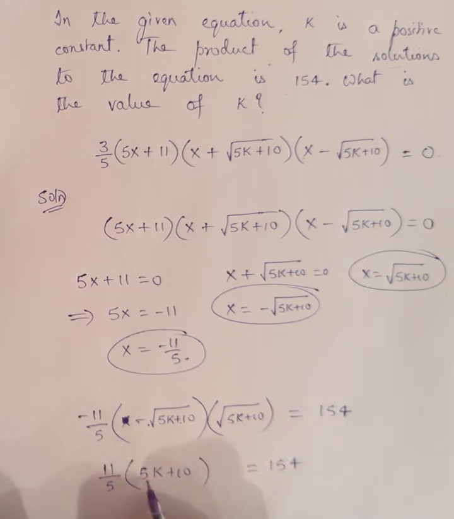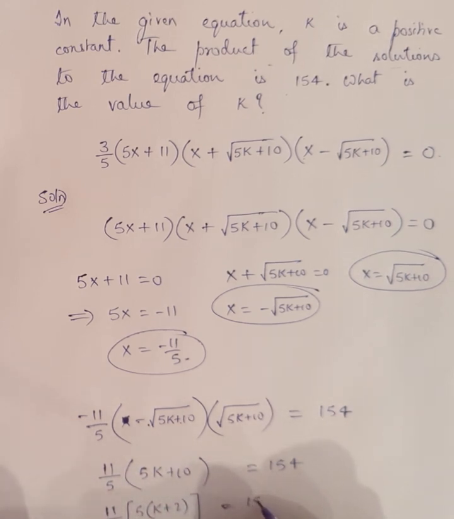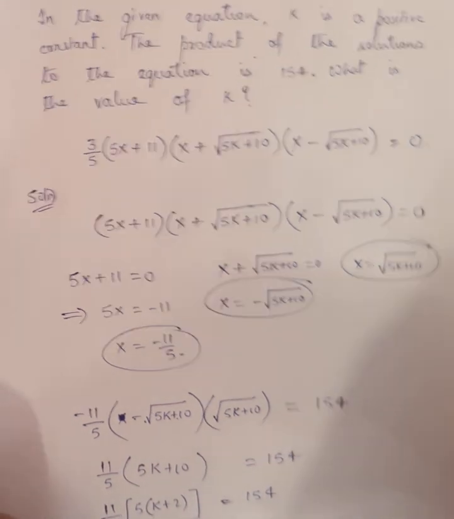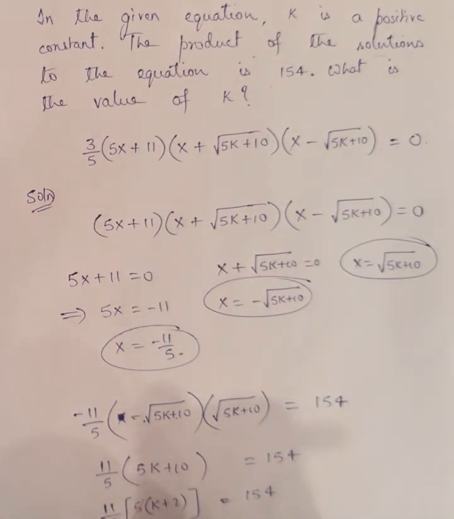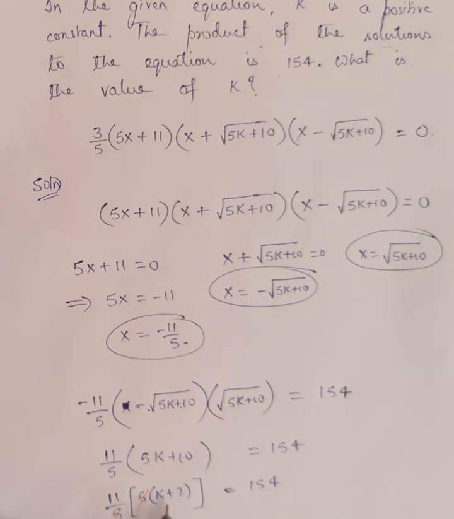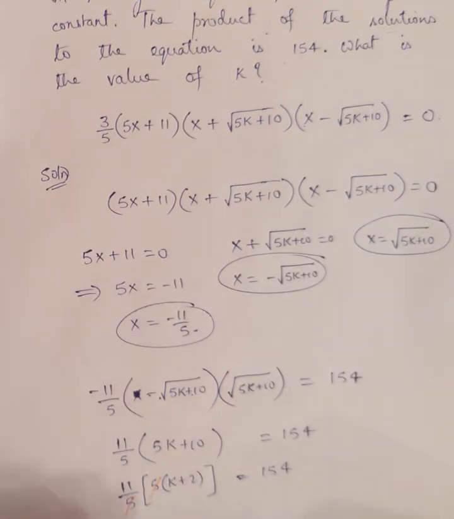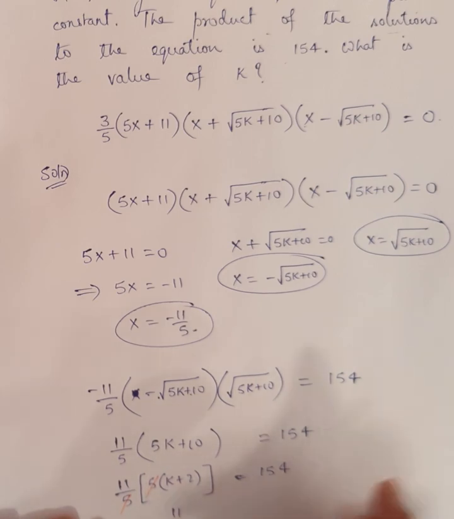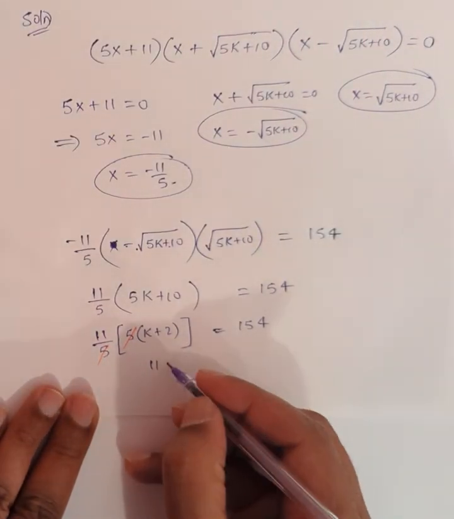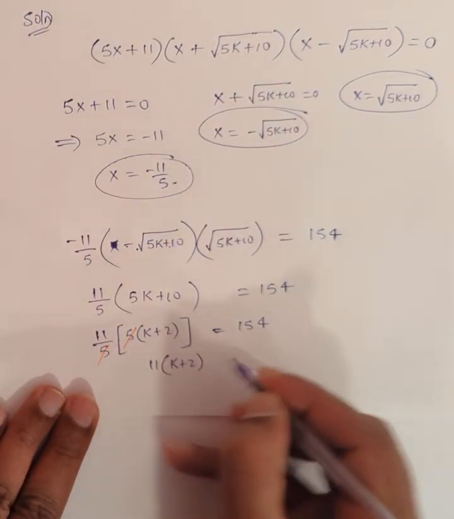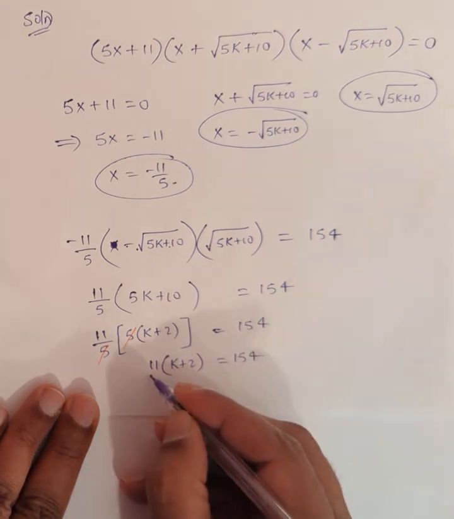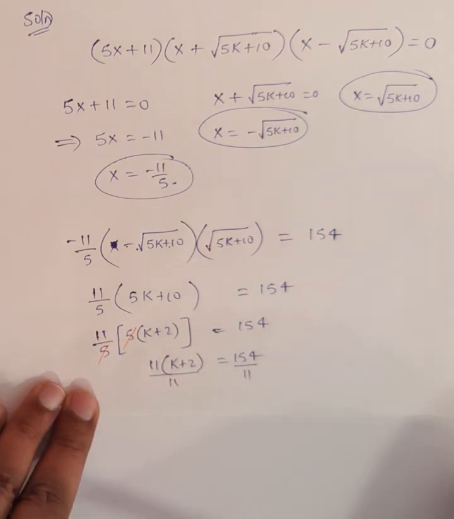And further notice that I can pull a factor of 5 here, and I get k plus 2 is equal to 154. You can cancel these common factors of 5 and 5. And so what you have is 11 times k plus 2. So if you have 11 times k plus 2 equal to 154, we can divide both sides by 11.